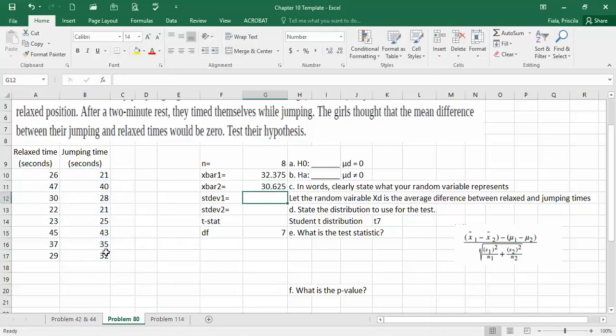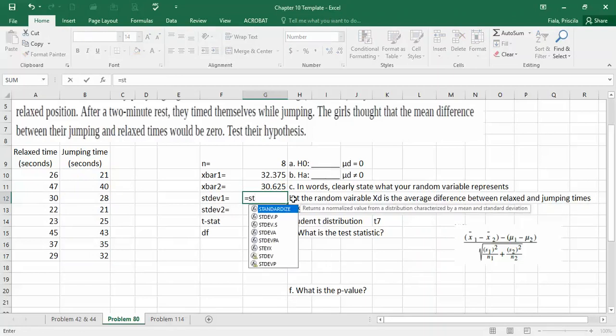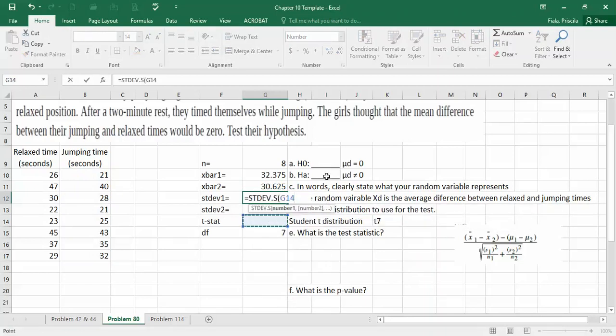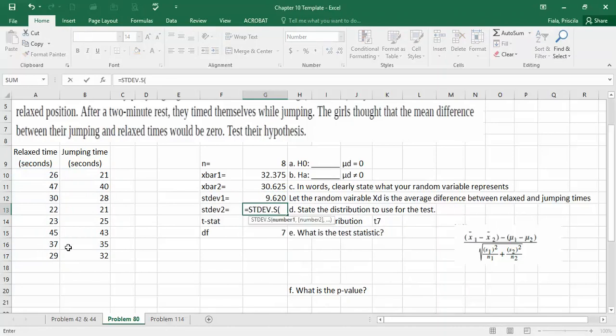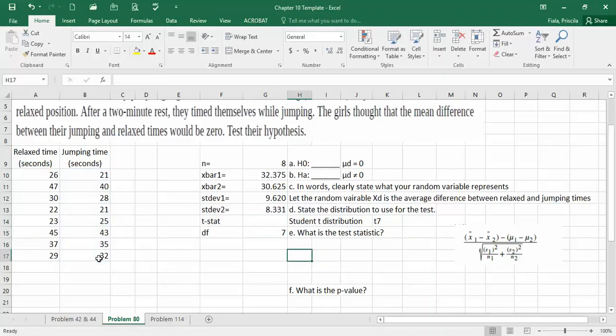Now the standard deviation, remember you're working with the sample. So we're going to do STDEV.S for the sample, correct? Standard deviation of my sample, and I select these numbers as well. And then right here, I'm going to do the same thing, but for the second set of data right there. And my t-stat is the one that I'm going to start working on right now.